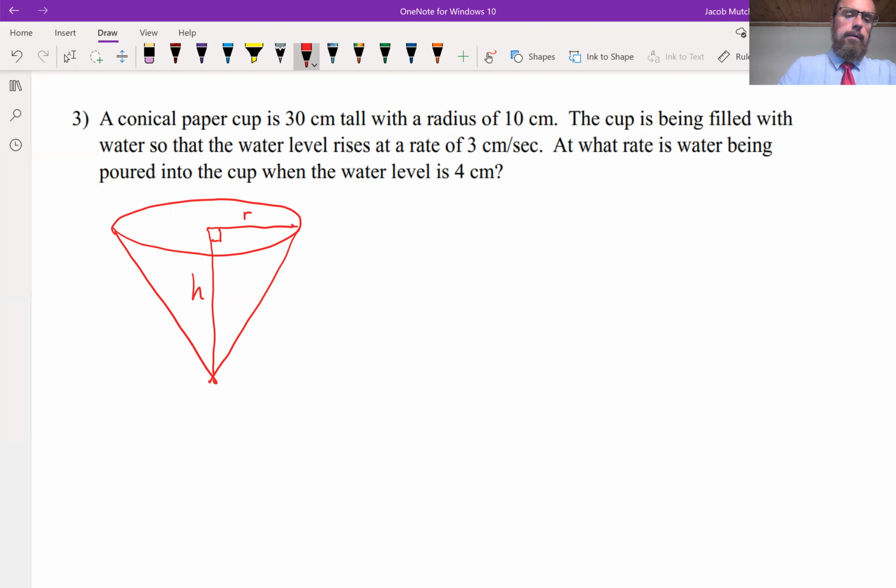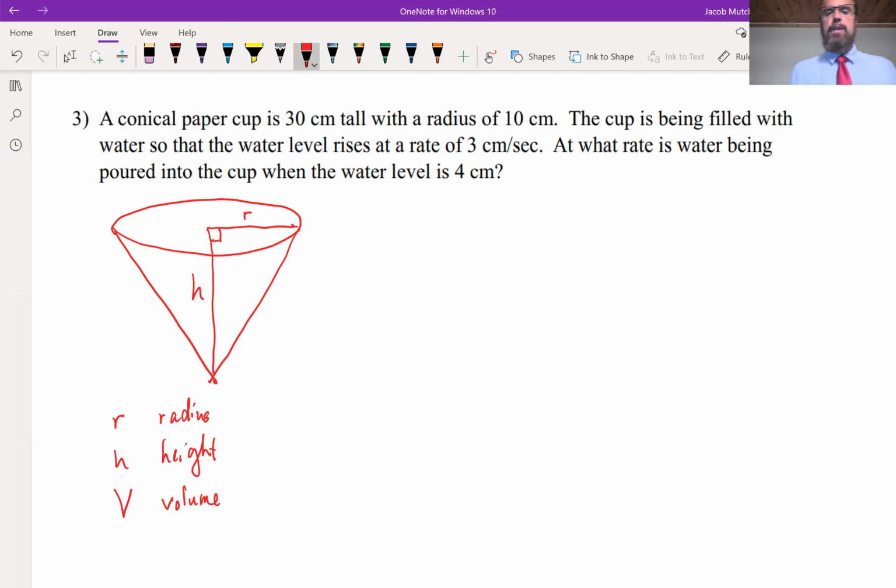So basic measurements here involve r, which is the radius, and h, which is the height. And then just looking at the question and what it implies, I'm being asked at what rate is water being poured into the cup. That's a measurement of volume. So I've got my variables listed there.